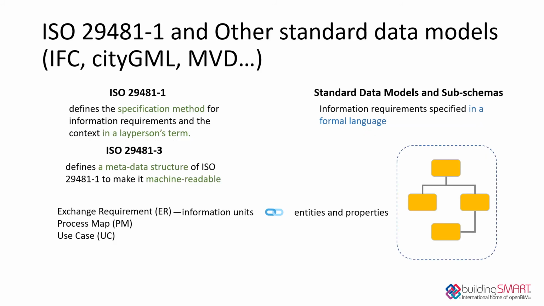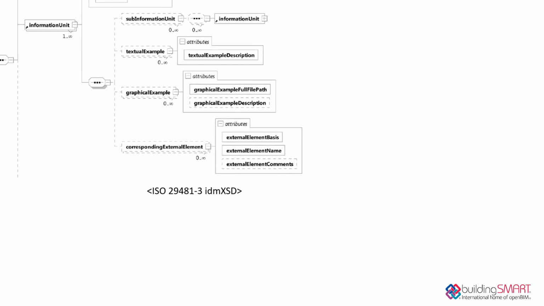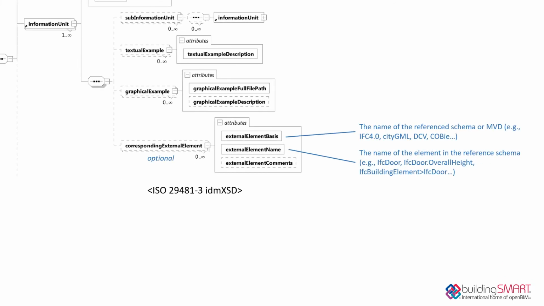By the same token, an element in any data schema or an MVD can be mapped to an information unit through idmXSD. For example, the basis schema can be specified as IFC 4.0 or CTGML or both. The corresponding MVD allows to map zero to many MVDs to an ER. Then a specific element of a selected MVD can be mapped to an information unit.